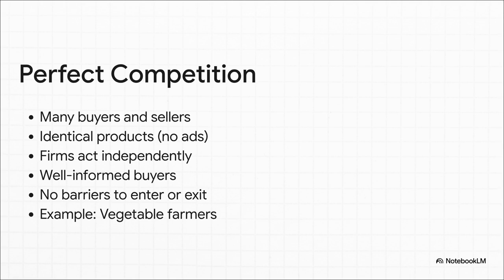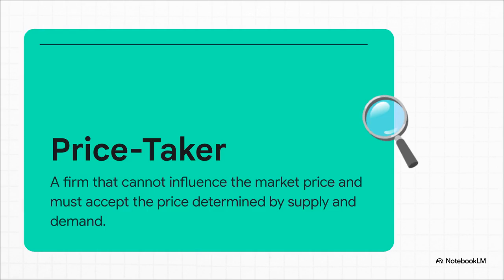A great example is local vegetable farmers. A carrot from one farmer is pretty much the same as a carrot from another, right? And because of that, there's no need to advertise. And this is a big one. There are no barriers. It's super easy for new firms to start selling and for existing ones to leave if they want. Okay, this leads to a super important concept for your exam.